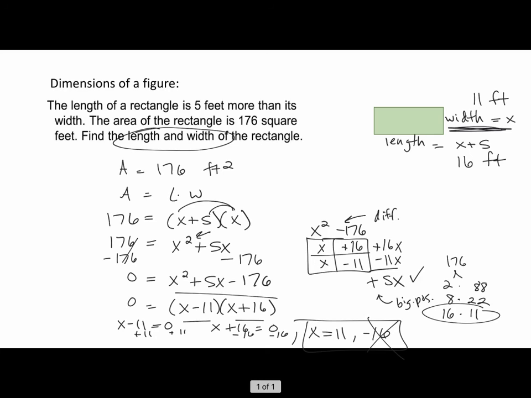So does that make sense? 16 is 5 more than 11. And 16 times 11 is 176. Yep. So my conclusion then: the length and the width are 11 feet for the width and 16 feet for the length.